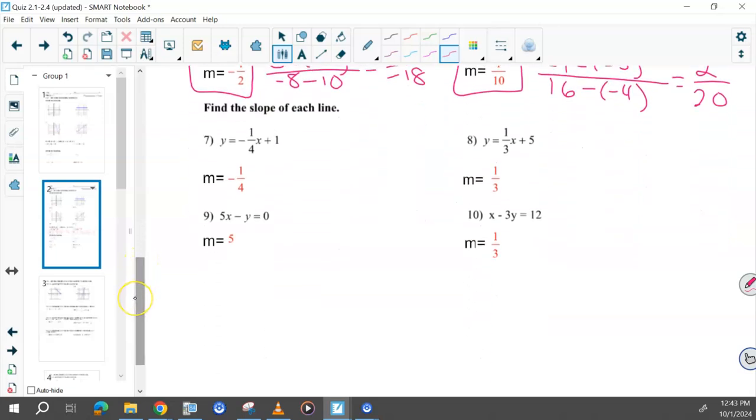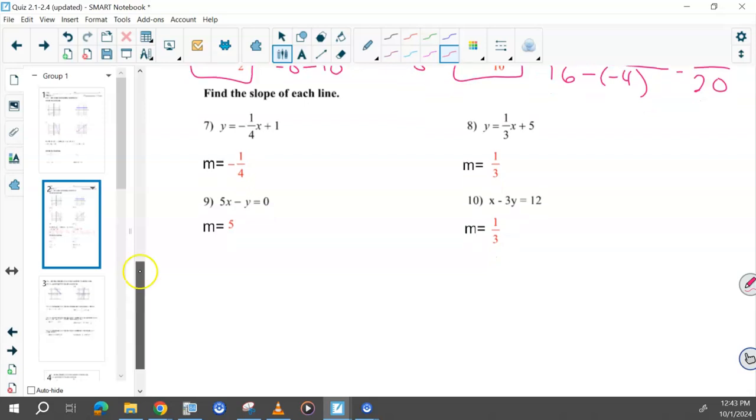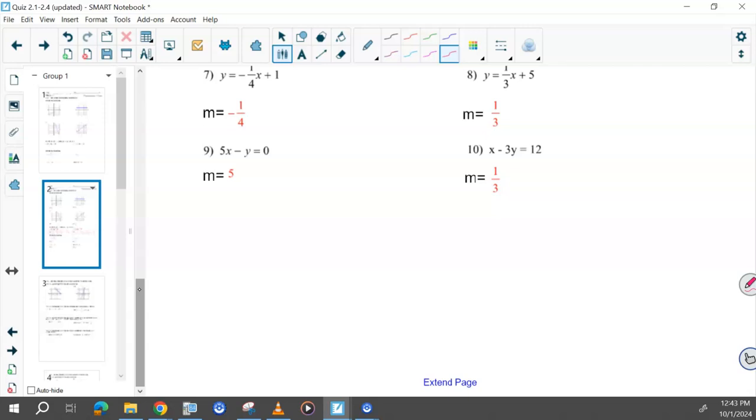In 7 and 8, the slope-intercept form was already there. You just have to figure out what the slope was. So -1/4 and 1/3. For 9 and 10, you had to solve this by either subtracting 5x or adding y. It does not matter. So if we subtracted 5x, we then have to get y by itself by dividing everything by -1. But then that doesn't answer our question. We have to still state what the slope is, which is 5.